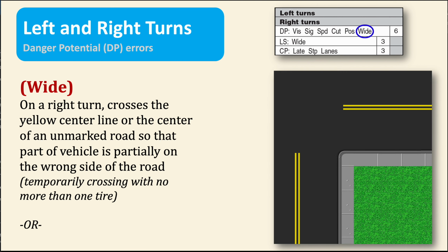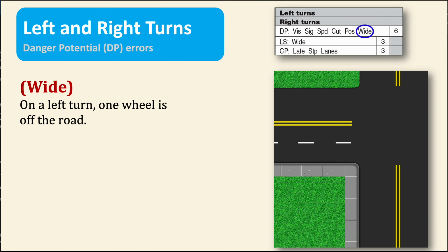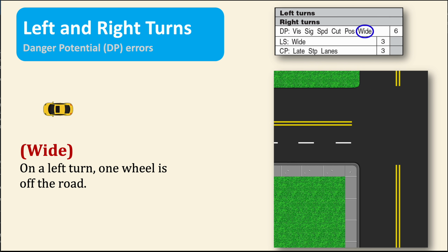On a right turn, if the applicant crosses the yellow center line or the center of an unmarked road so that part of the vehicle is partially on the wrong side of the road, watch the illustration here, just kind of dips over that yellow line. Again, temporarily crossing no more than one tire width past that line. Or on a left turn, one wheel is off the road.